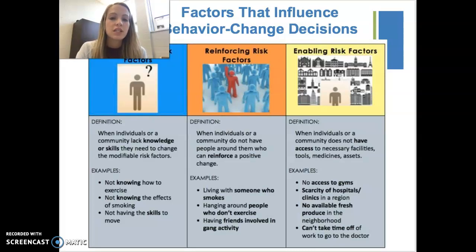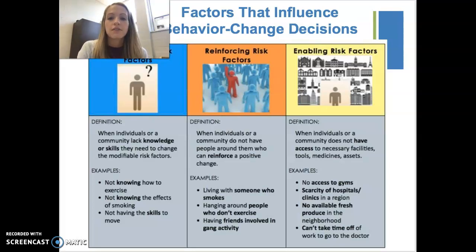It's defined here as when individuals or a community lack knowledge or skills that they need to change the risk factor. So some examples: they may not know how to exercise, or if we stick with smoking, they may not know how to quit. They may not know the effects of smoking or the lack of exercise. They may not have the skills to move, or the skills to quit smoking, or the skills to cook healthy meals, right? So these are our predisposing risk factors. And again, on the following slides, we'll go through these, but I'm going to go through this slide first.